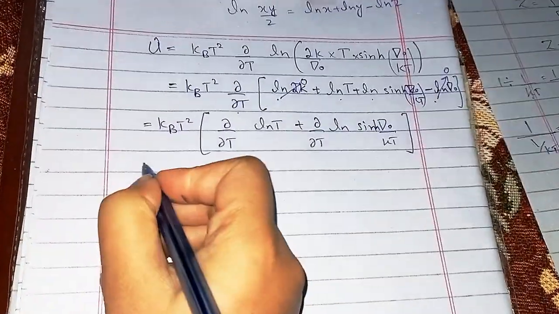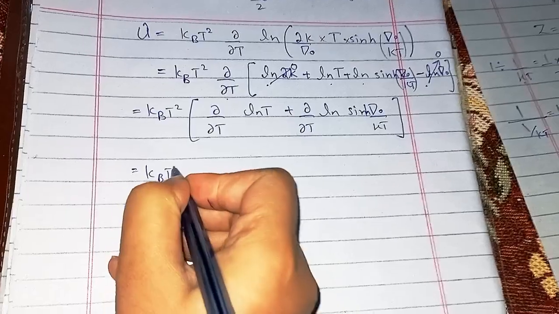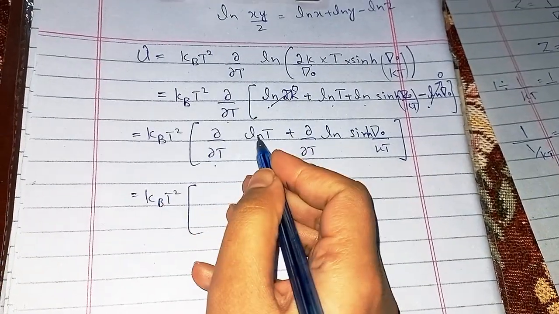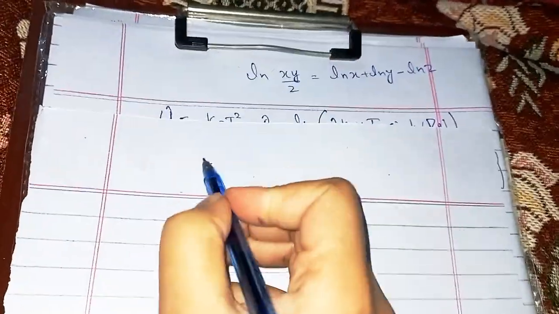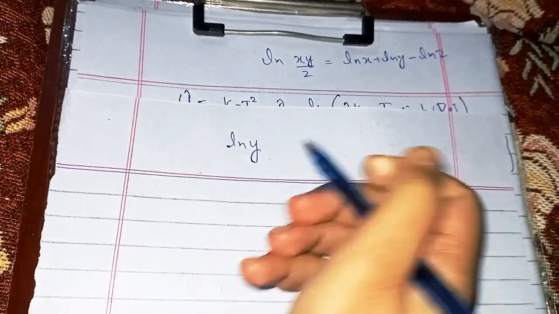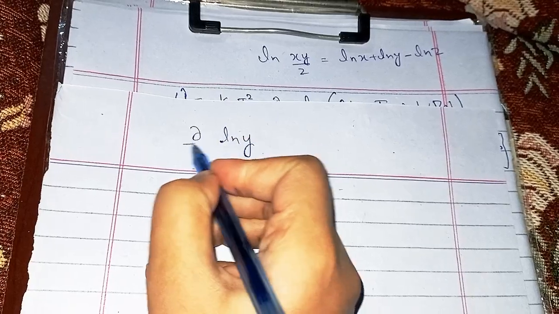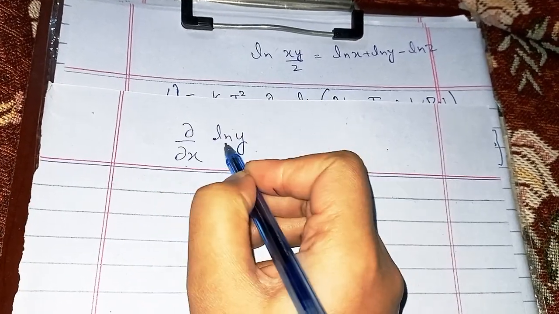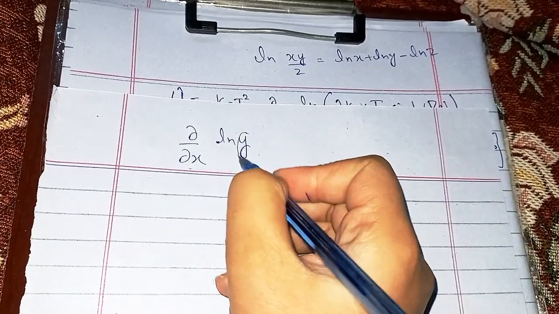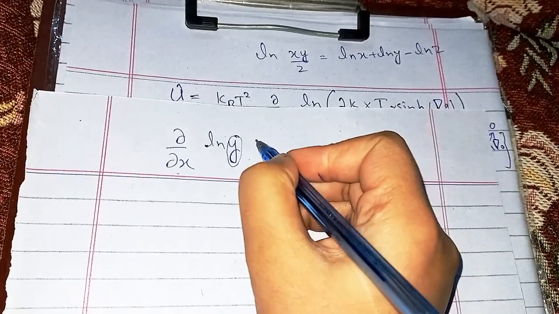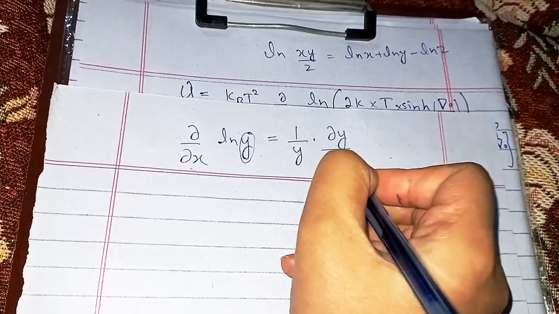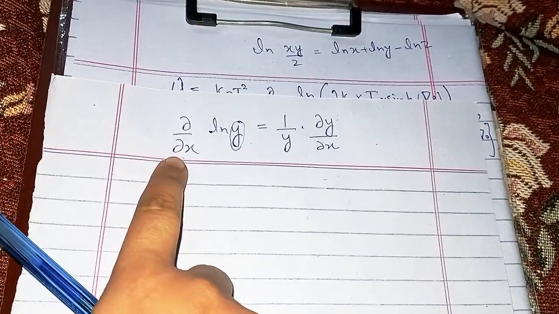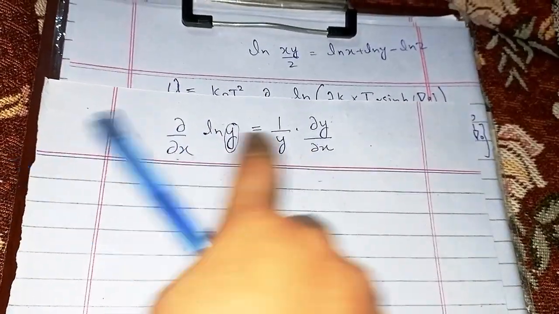So we are left with this, and let us simplify it. Partial by partial T of natural log of T. Now let's see the general formula for finding the derivative of natural logarithms, or logarithms in general. When we have partial by partial x, for example, of natural log of y, I'm calling it the inner term, its derivative is equal to 1 over the inner term, times the derivative of the inner term with respect to what was being applied. The same will appear here.